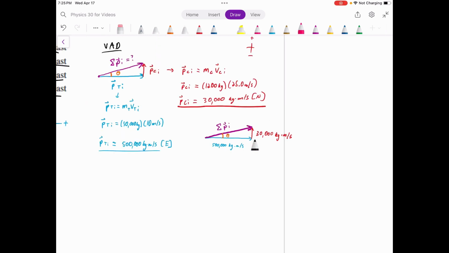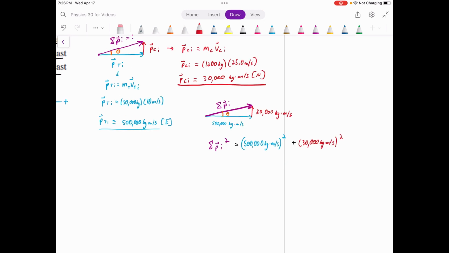So just redrawing this with our known stuff there now, just didn't want to make it too crowded up there, right? Look, we're back in grade 10 math. We know this side of the triangle and this side of the triangle. We want the hypotenuse. So c squared equals a squared plus b squared, right? In this case, that means the total initial momentum squared is equal to the momentum of the train that we found to be 500,000 kilogram meters per second squared plus the momentum of the car that we found to be 30,000 kilogram meters per second squared.